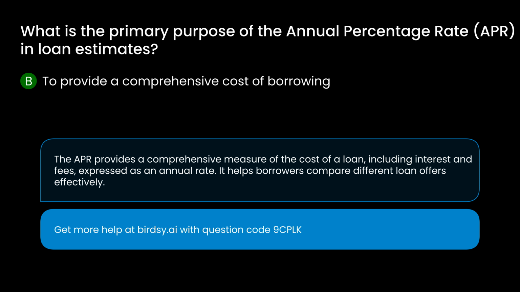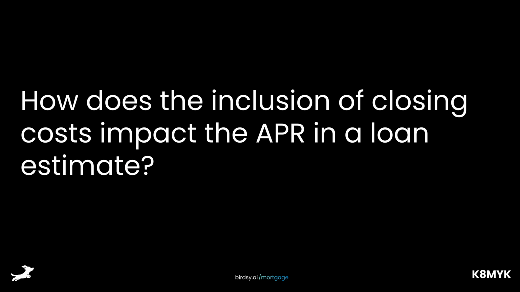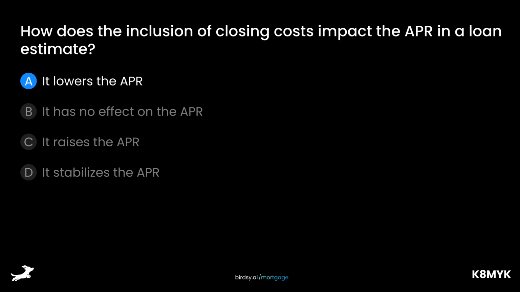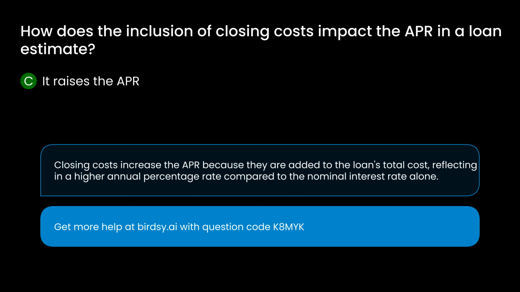The APR provides a comprehensive measure of the cost of a loan, including interest and fees, expressed as an annual rate. It helps borrowers compare different loan offers effectively. How does the inclusion of closing costs impact the APR in a loan estimate? Is it A, it lowers the APR, B, it has no effect on the APR, C, it raises the APR, or D, it stabilizes the APR? The answer is C, it raises the APR. Closing costs increase the APR because they are added to the loan's total cost, reflecting in a higher annual percentage rate compared to the nominal interest rate alone.